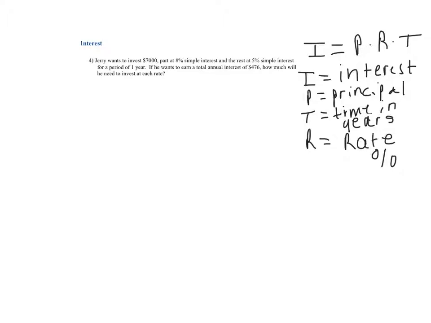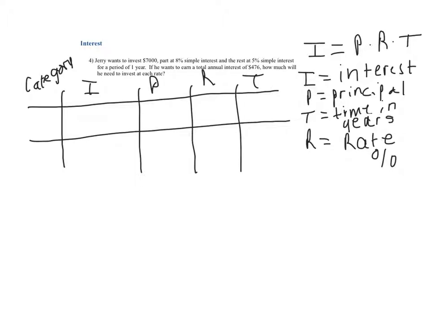So Jerry is taking $7,000 and investing it at two different interest rates. So he's splitting his money. This problem is going to be set up in a chart format, just like the motion problems were. So we're going to draw a chart out. Now when you draw this chart out, we're going to have a category here, which is going to be the 8% and the 5% account.